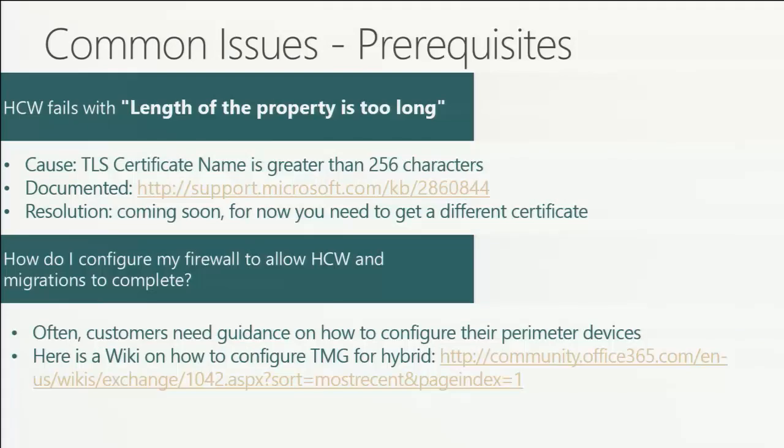Another issue that we've run into is the hybrid configuration fails, and it fails with an error that says the length of the property is too long. What this has to do with is the TLS certificate name is over 256 characters in length. There's a few ways to solve this problem. One is to get a shorter company name.